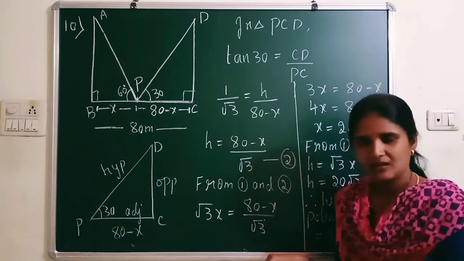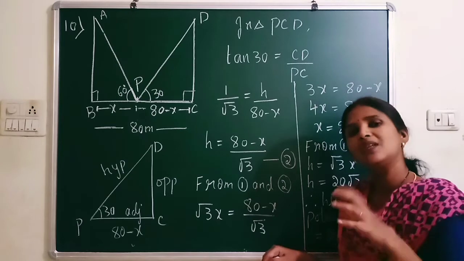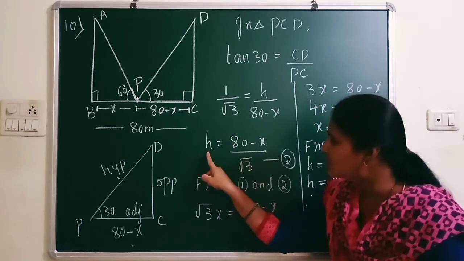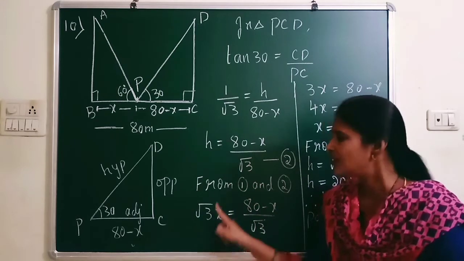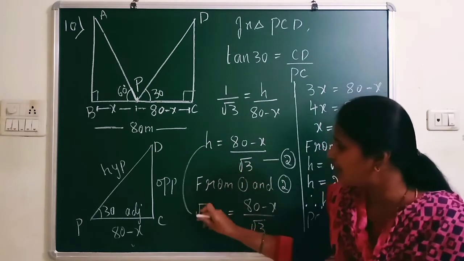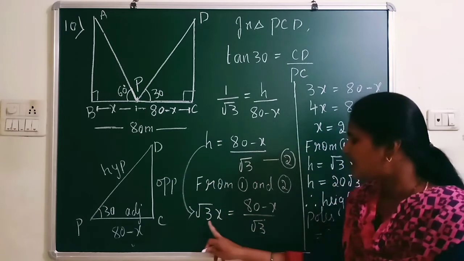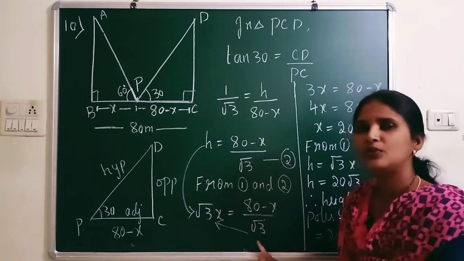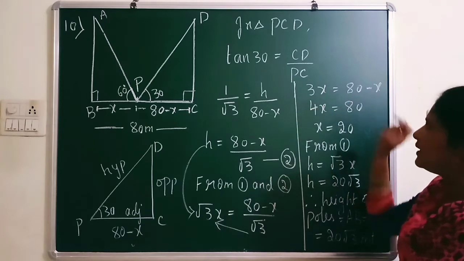Now from 1, we know what we got. We got in equation 1, h equal to root 3x. So now from 1 and 2, on the left side in place of h, we know the value of h from 1 is root 3x. So substitute the value of h from 1 here on the left side. Now cross multiply. Root 3 into root 3 is what? Root 3 into root 3 is root 9, that is 3. So we get 3x equals 80 minus x.